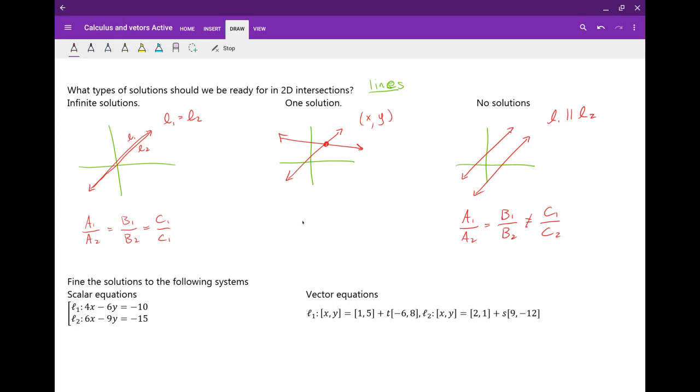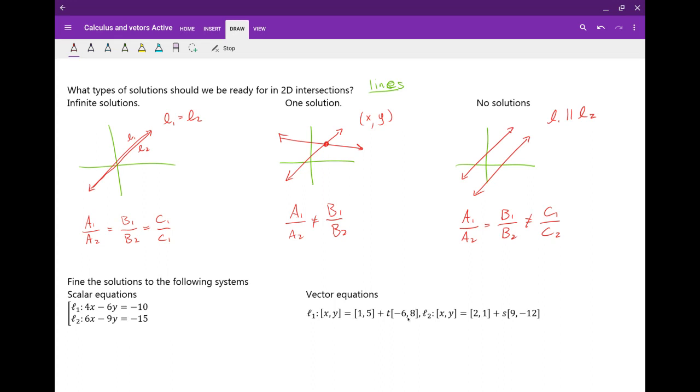Now let's talk about the middle possibility. If you have two lines that are not parallel and not the same exact line in two dimensions, they are guaranteed to intersect at one location. Again, this is in a two-dimensional scenario. Basically, you know that that's the case if A1 over A2 is not equal to B1 over B2, and the C values actually don't have anything to do with this. So basically, you have all of these different variations.